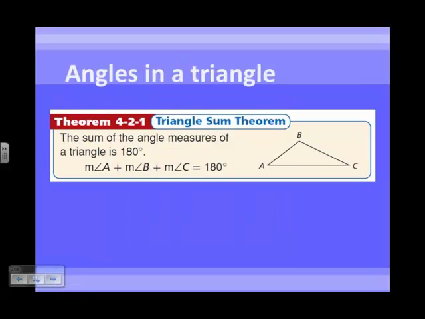The very first thing we're going to talk about is something you have probably known for a while, and that's angles in a triangle. This special theorem is called the triangle sum theorem. The triangle sum theorem says if you have three angles in a triangle, or any three angles in a triangle, their sum is always 180 degrees. So the measure of angle A plus the measure of angle B plus the measure of angle C is equal to 180. And that's the triangle sum theorem, our first theorem in section 4.2.